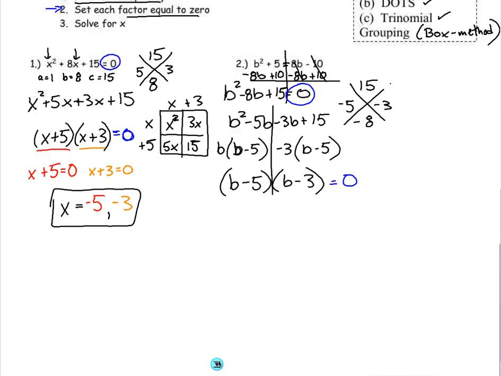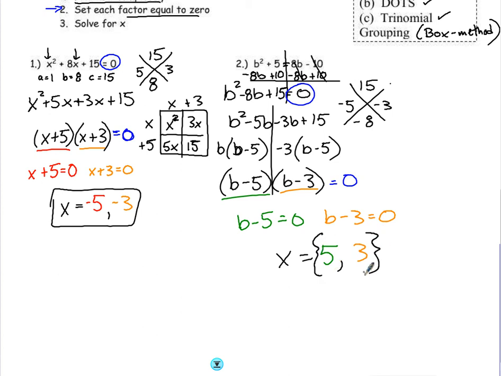So b minus 5 equals 0, b minus 3 equals 0. And rather than subtracting, I'm going to add 5 and 3 to their respective equations. So my two solutions, roots, zeros, or x-intercepts, are going to be positive 5 and positive 3. Sometimes you'll see teachers put brackets surrounding their solutions to represent that those are my solutions or zeros. So keep that in mind as well.